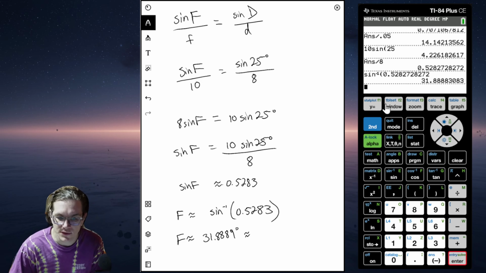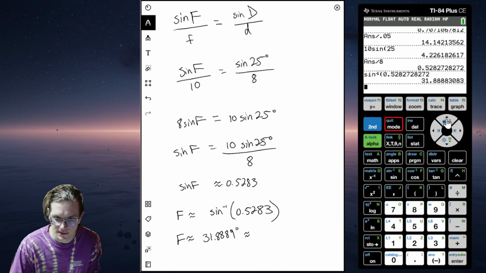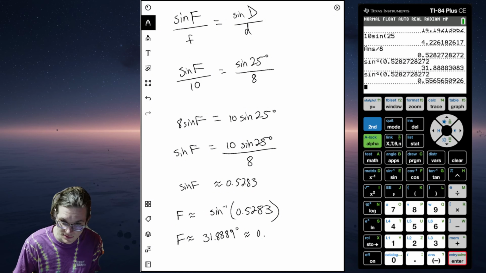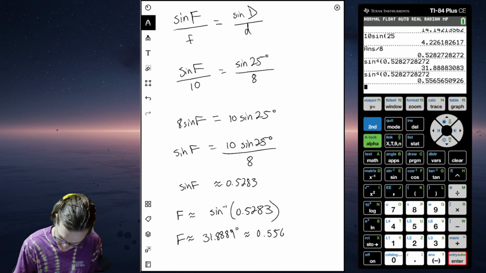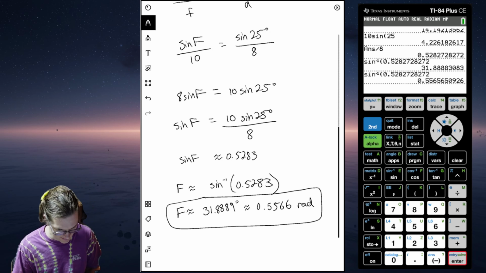And if you so choose, we could also say, what is it in radians? That is approximately 0.5566 radians. And that would do it for that. All we had to do was find F, not too bad.